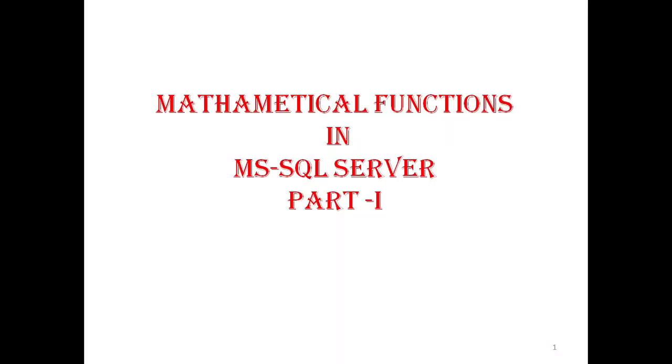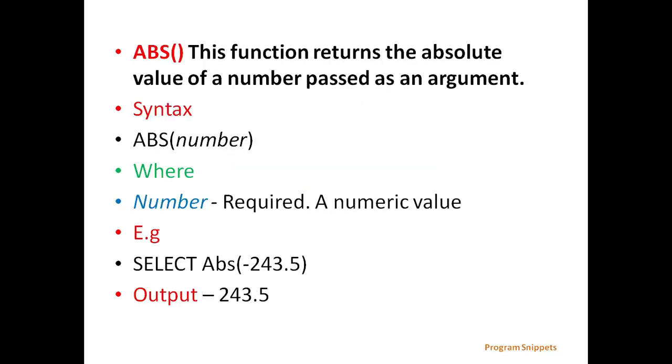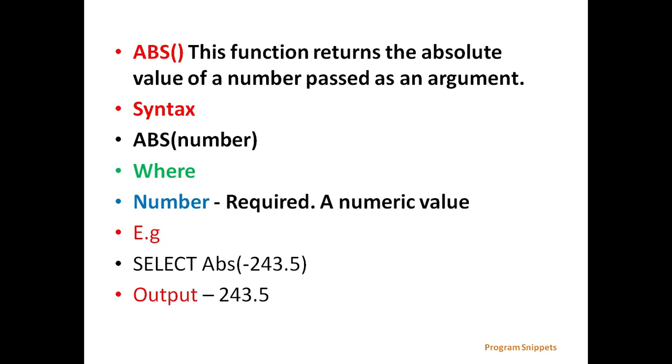Here we will see mathematical functions in SQL Server. First is ABS. This function returns the absolute value of a number which is passed as an argument. General syntax is ABS(number), where number is a required parameter which specifies the numeric value. For example, SELECT ABS(-243.5) will give the output 243.5.